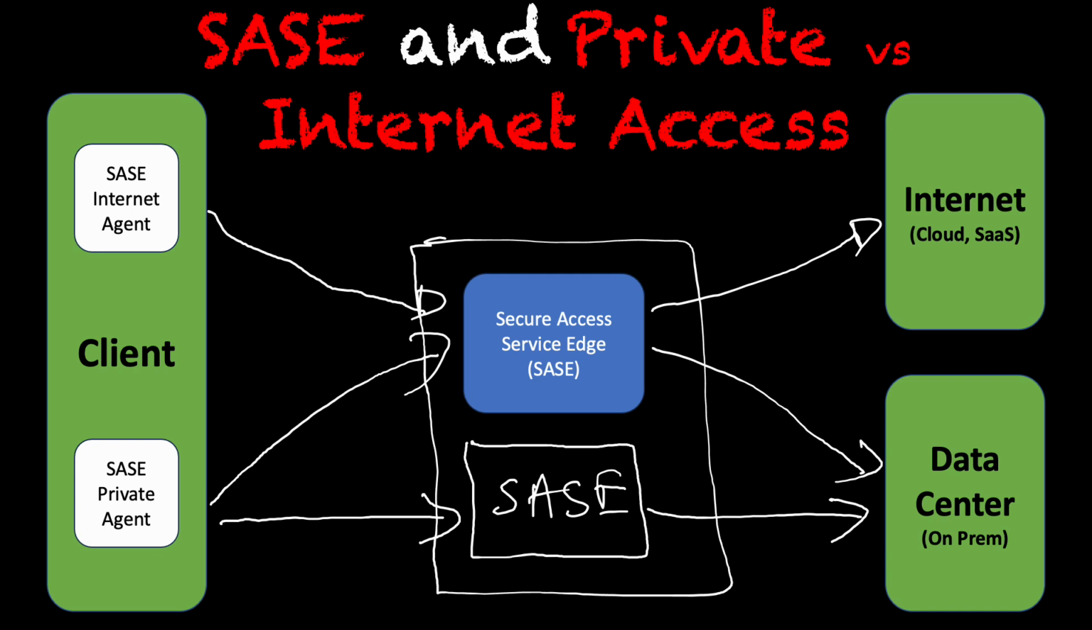If we were to summarize, we have traffic from the client going out to the internet, typically called internet access, and traffic going from the client to on-prem, typically called private access. It can use a single agent, multiple agents, or different types of traffic steering to get the traffic over to the SASE platform. Once it's there, the SASE platform is responsible for redirecting that traffic to either the data center or the internet. That concludes today's short video.